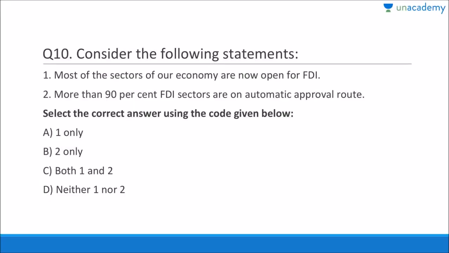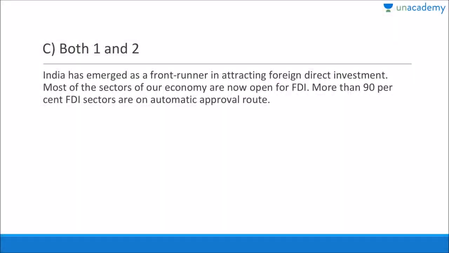Question number 10. Most of the sectors of our economy are now open for FDI. More than 90% of FDI sectors are on automatic approval route. Answer is both the statements are correct. So in order to boost FDI, these are being done. India has emerged as a front runner in attracting foreign direct investment. And most of the sectors of our economy are now open for FDI, and more than 90% of FDI sectors are on automatic approval route.